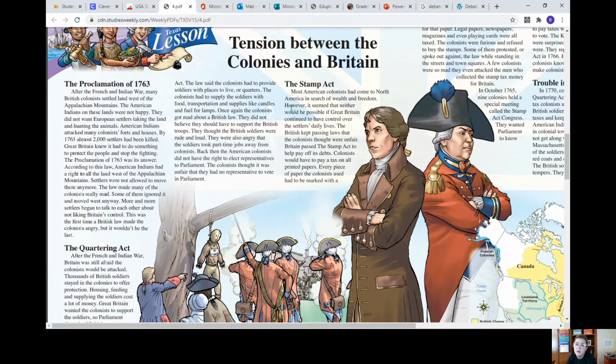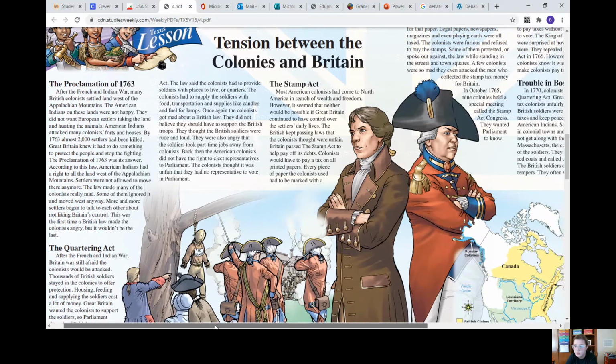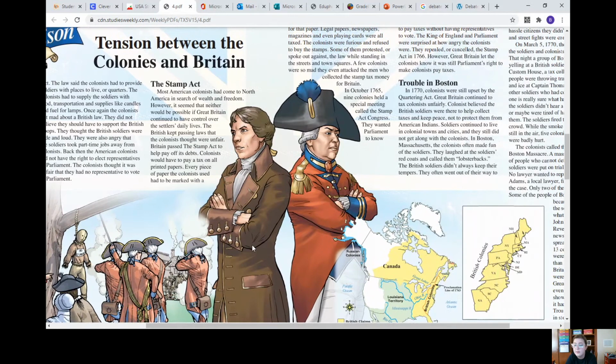So the colonists thought it was unfair. They thought it was very unfair that they had no representation as well. So they were getting mistreated and they had no representation. So now we have the Stamp Act.